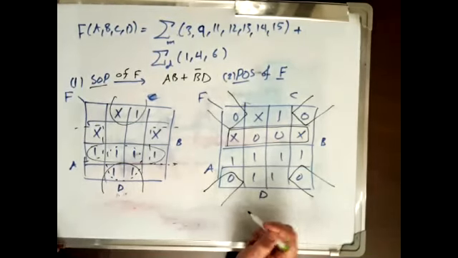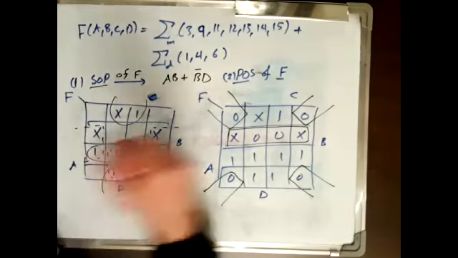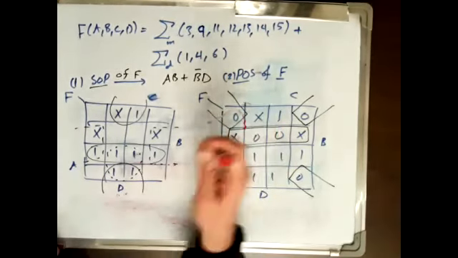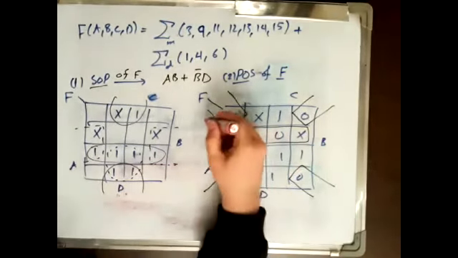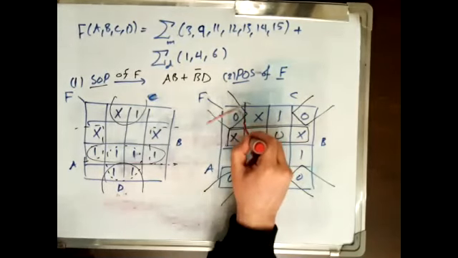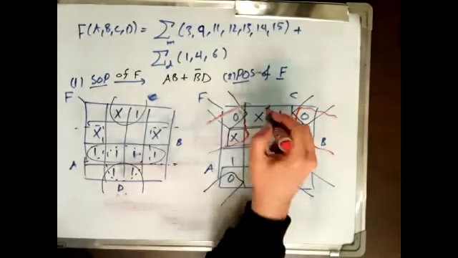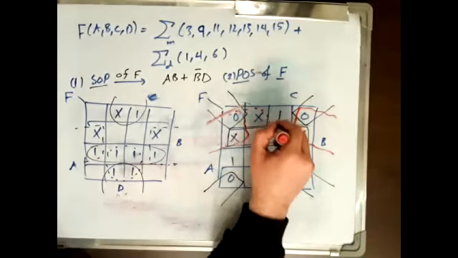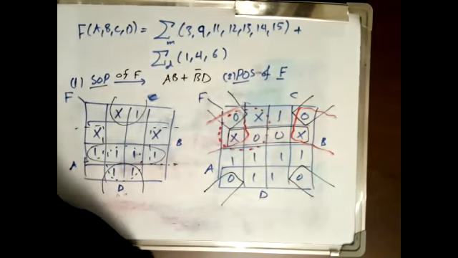What other prime implicants can we define on the map in terms of zeros? We can take this one with this one, right? These four together. And we also have this prime implicant. All of these are possible prime implicants for the SOP for F bar. So which one to use?